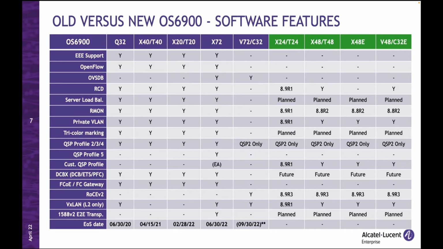Same with the QoS features. As QoS uses hardware resources, the new platform is more capable, but we have to prioritize which QoS features will be delivered first and in which AOS release. The new chipset supports new QoS capabilities that we already leverage, like the custom QSP profiles, which can replace the older profiles 3, 4, and 5.